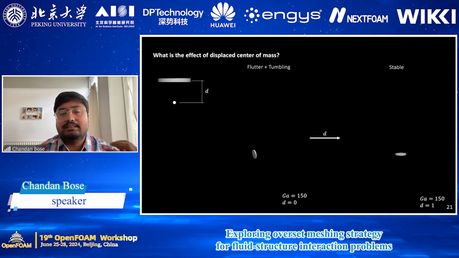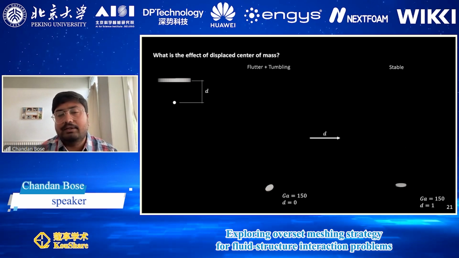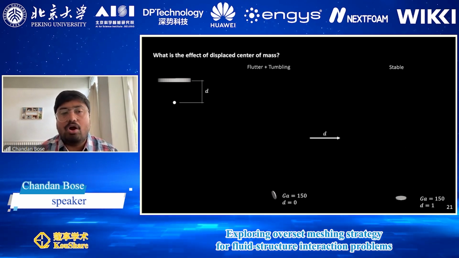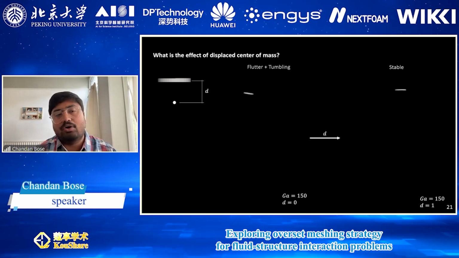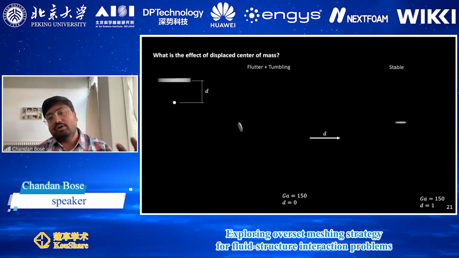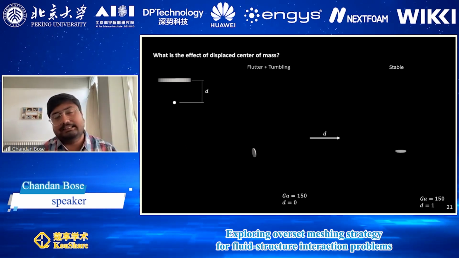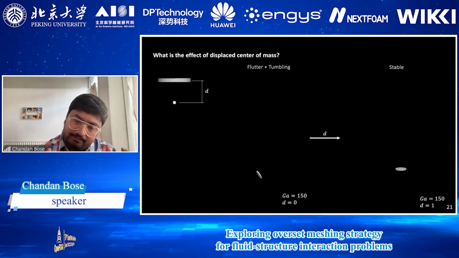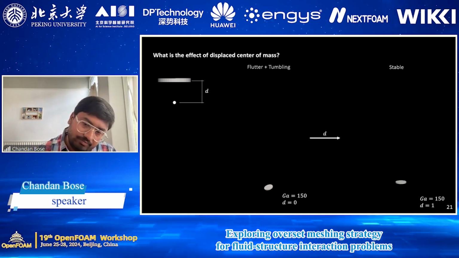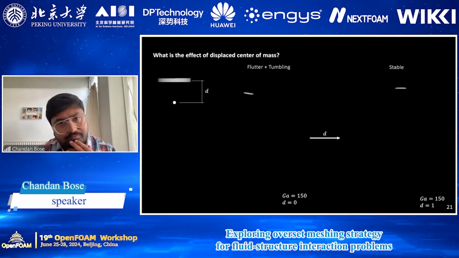Now, another interesting point is that in this kind of problem, the location or the relative position of the center of mass and the center of buoyancy plays a big role. For example, here you can see that if we do not displace the center of mass, in this case if d equals 0, we get a chaotic motion. However, if we displace the center of mass to bring in a stabilizing effect, an umbrella kind of stabilizing effect, we get a steady fall behavior.